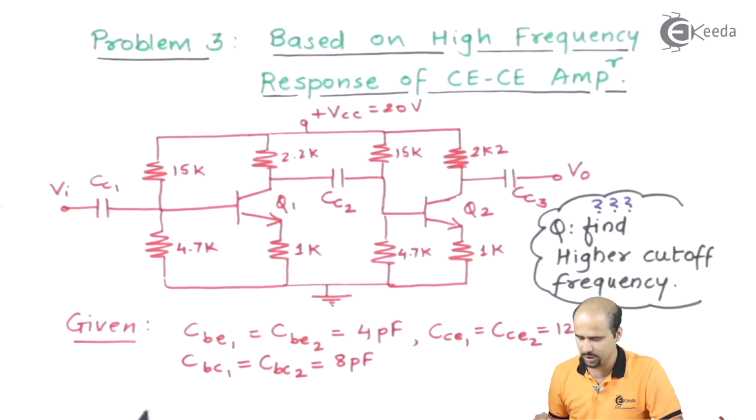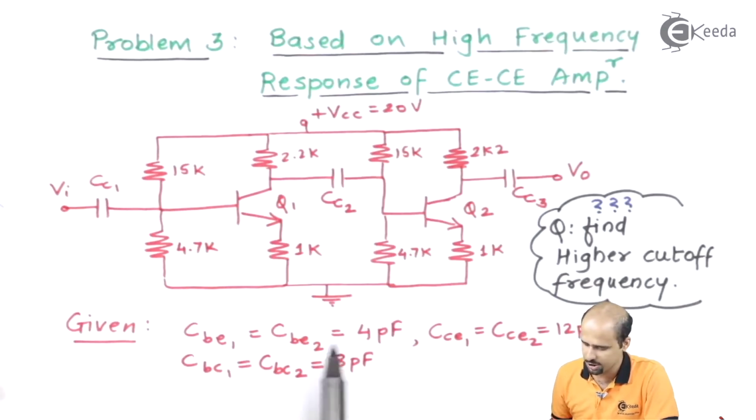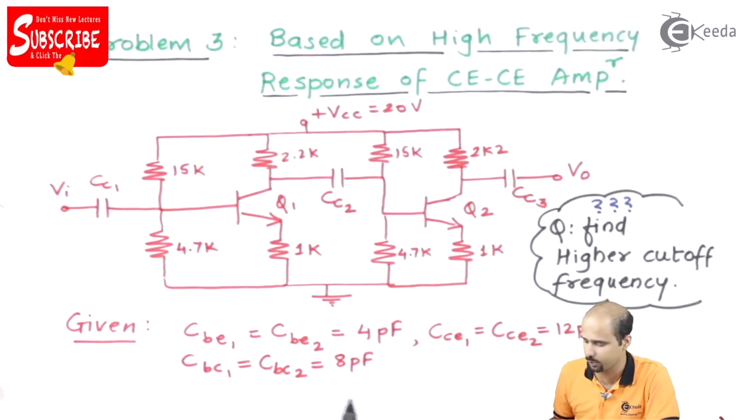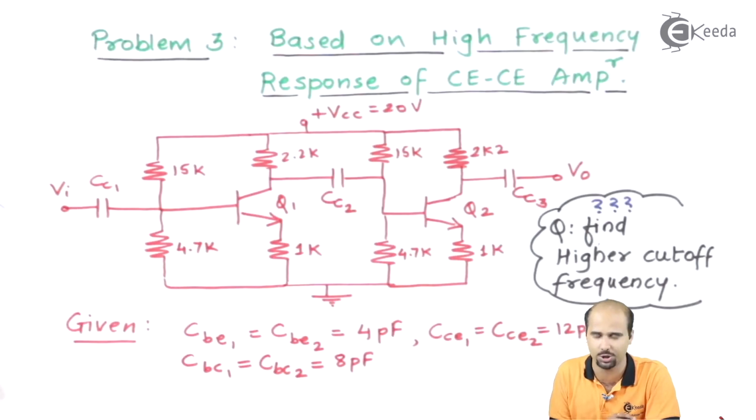So let's look at this particular numerical. As far as this numerical is concerned, they will ask you the value of the higher cutoff frequency. So the question is, find the higher cutoff frequency, provided that they gave us all the stray capacitance values for each stage. Okay, they haven't specified any other values. So let us say that we have to specify them.